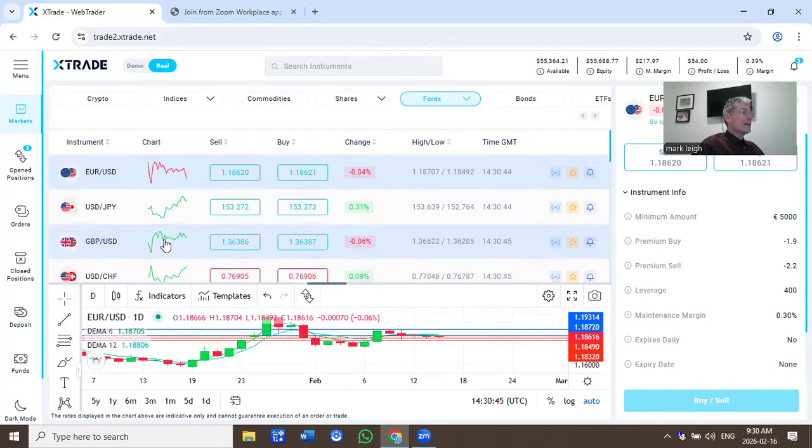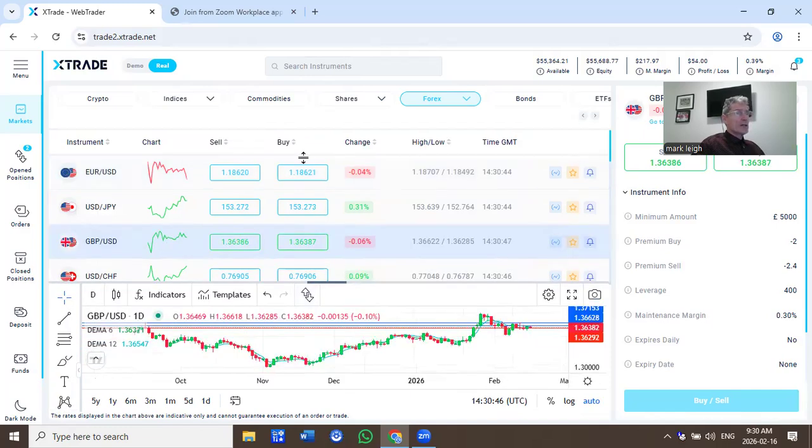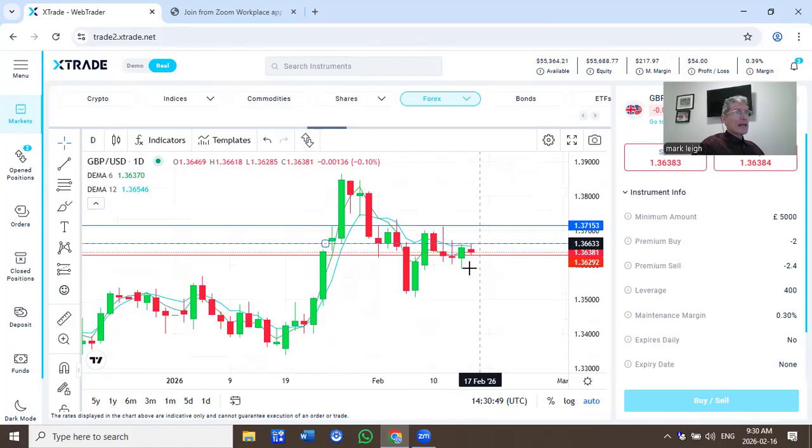Let's have a look at the pound against the US. Also small red candlestick, also very tight range. 136.29 is my support, and my resistance 136.62. So also very narrow range.